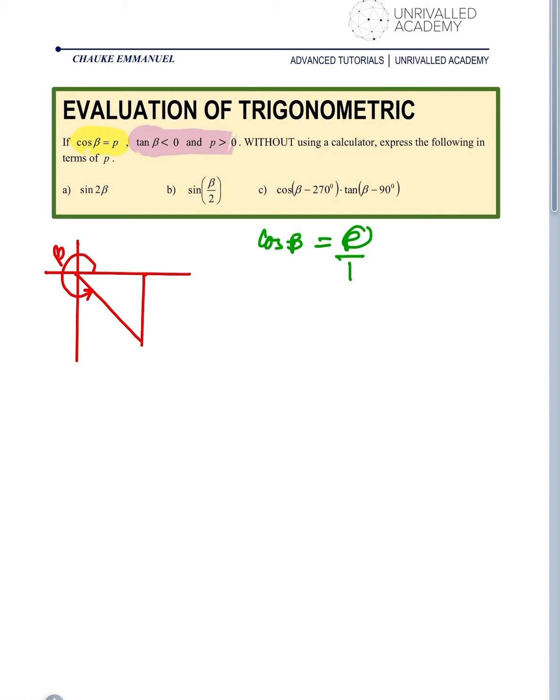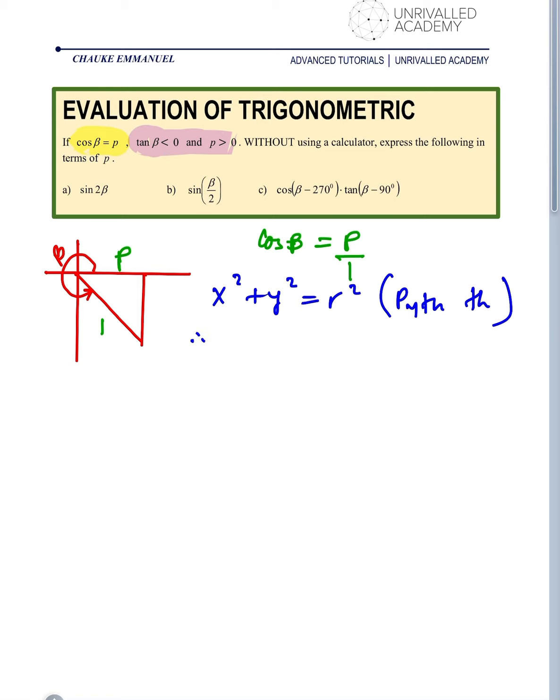So this becomes your adjacent, and 1 becomes your hypotenuse, and you're going to find the opposite using the Pythagoras theorem. So I'm going to write p here, I'm going to write 1 there, and then now I'm going to get the opposite side. We always use the Pythagoras theorem here. So this is x squared plus y squared equals r squared. You must write that this is by Pythagoras theorem.